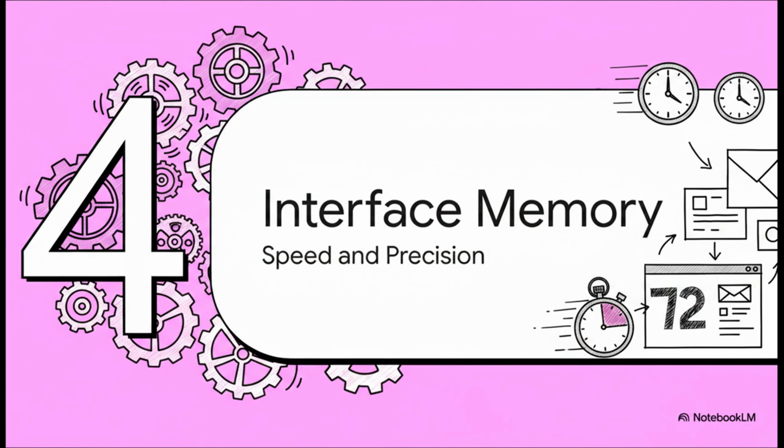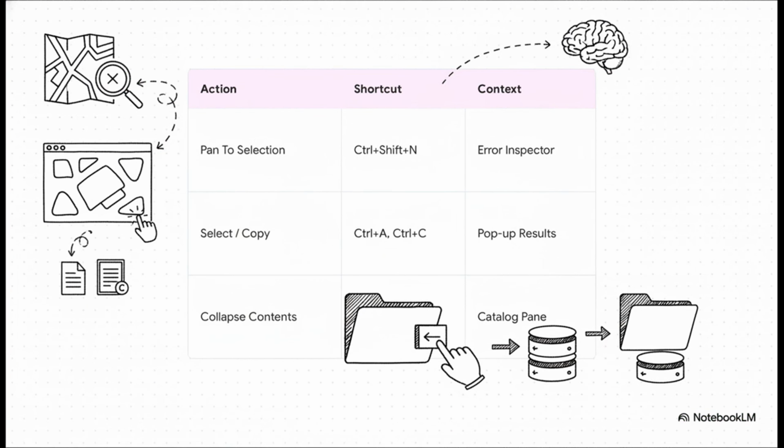All right, Section 4, Interface Muscle Memory, Building Speed and Precision. So reading the syllabus isn't enough. We need to talk about muscle memory. Check out how these specific keyboard shortcuts can drastically cut down your navigation time, which is especially huge during those interactive, simulation-style exam questions where you're actually clicking through the interface.